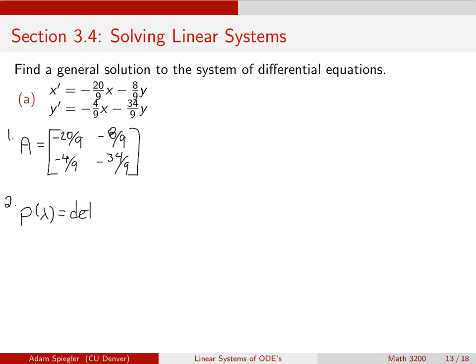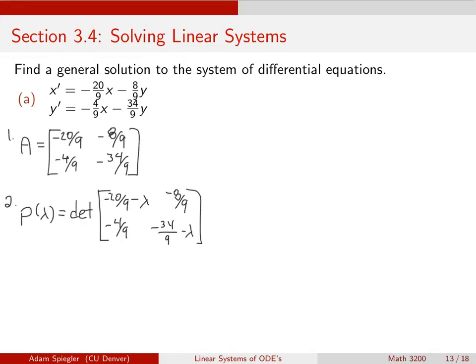So to do that, we would take the determinant of the matrix we get when we subtract lambda from the diagonal. So it's going to be minus 20 ninths minus lambda. The minus 8 ninths we leave alone. The minus 4 ninths we leave alone. And the other diagonal term, minus 34 ninths, we subtract lambda.